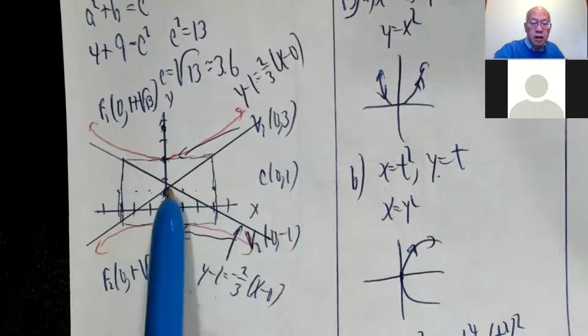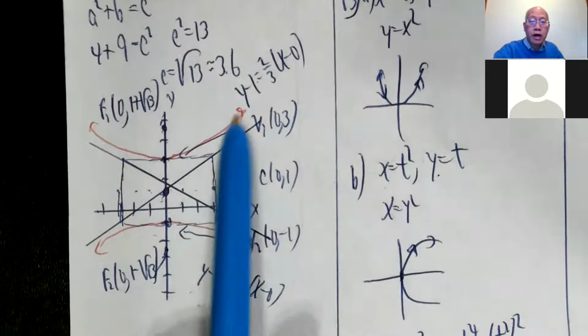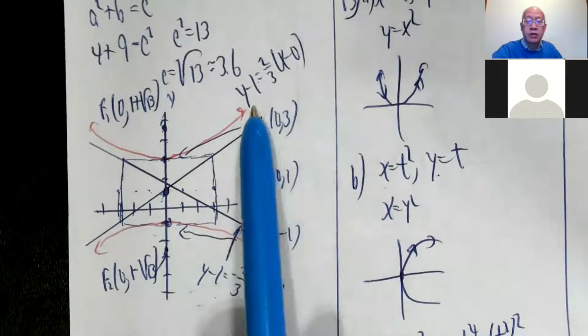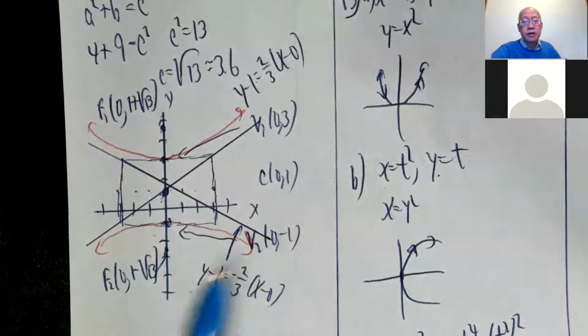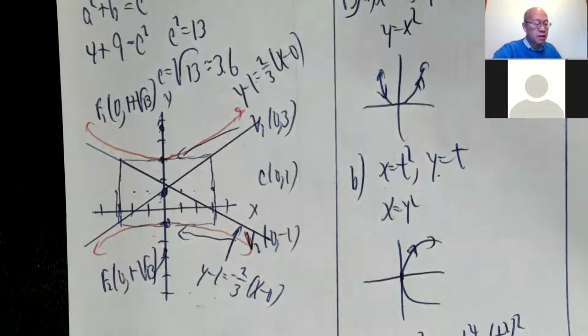Okay, what's the slope? Well, it's over 3, up 2. Rise over run is 2/3. So y minus y1 equals m times (x minus x1): y minus 1 equals 2/3 (x minus 0). And this asymptote is exactly the same thing, except it's negative 2/3: y minus 1 equals negative 2/3 (x minus 0).